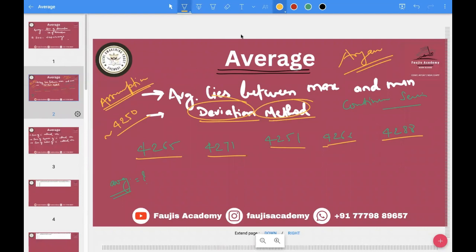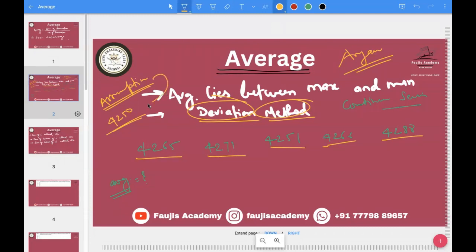Yes, absolutely. Very good observation. Thank you so much. I thought that there is some data lying less than 4250. So what number do you want me to take? Even if we take 4250, even then your answer won't get affected.